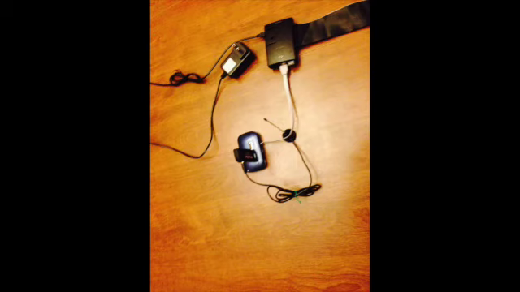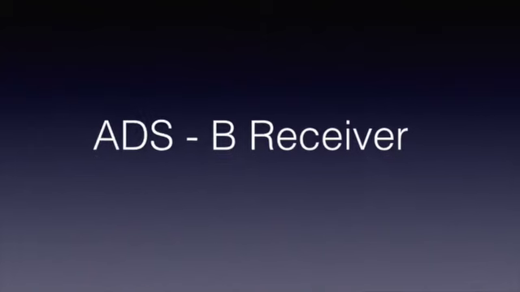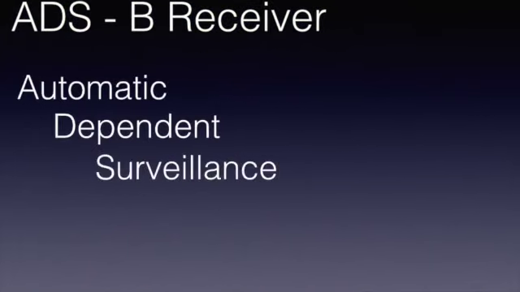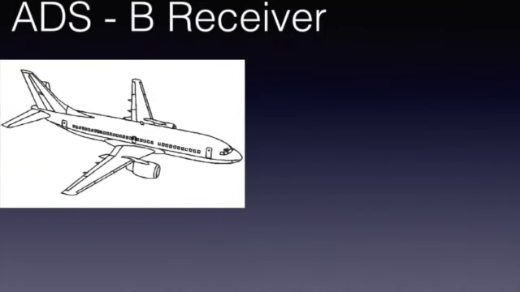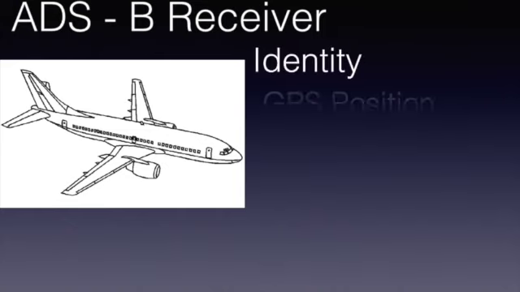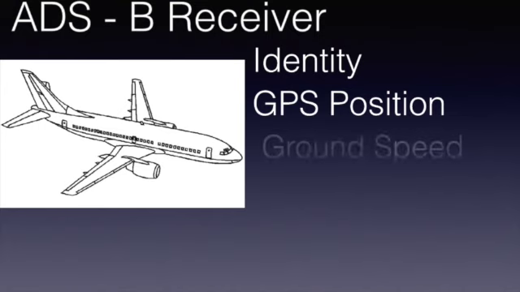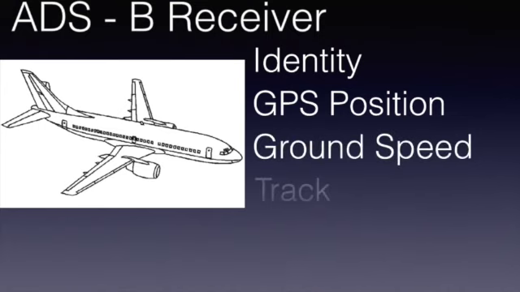So today we're going to build an ADS-B receiver. What is ADS-B? ADS-B stands for Automatic Dependent Surveillance Broadcast. ADS-B is equipment on airplanes that transmits a couple of different things. ADS-B broadcasts from the aircraft its identity, its GPS position, its track and speed over ground, and altitude.